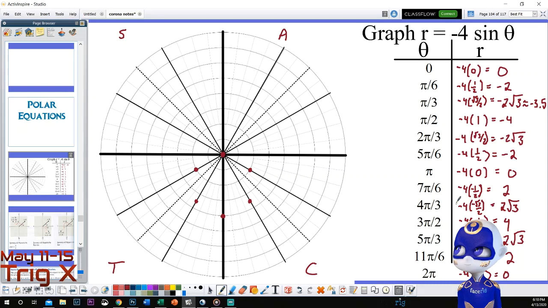All right, next 4 pi over 3, which would be this line right here, and 3.5. 1, 2, 3.5. Huh. You notice that we're hitting the exact same points. 3 pi over 2 is here. My radius was 4. 1, 2, 3, and 4. Pretty amazing, isn't it?